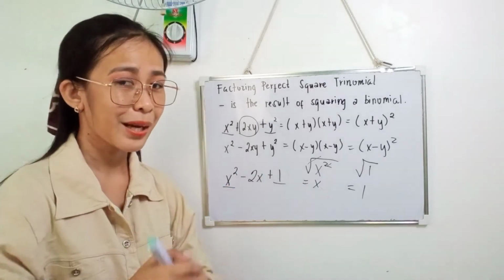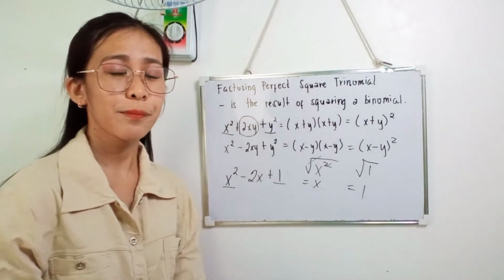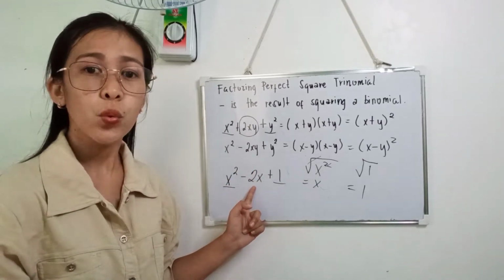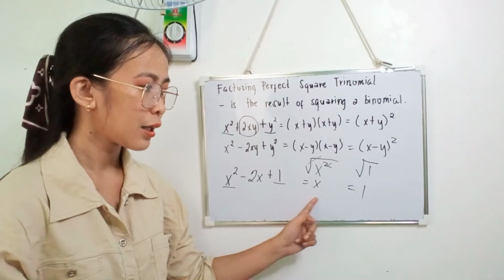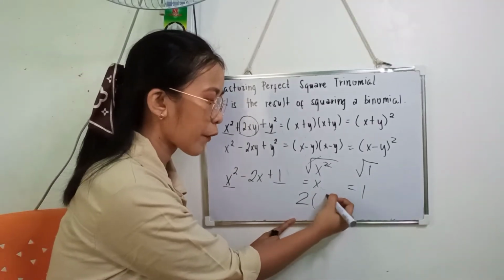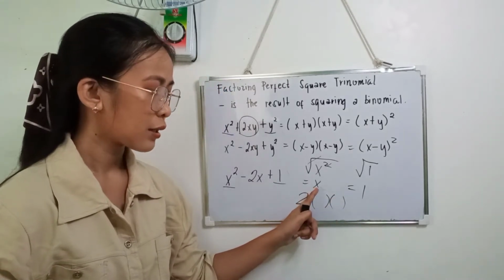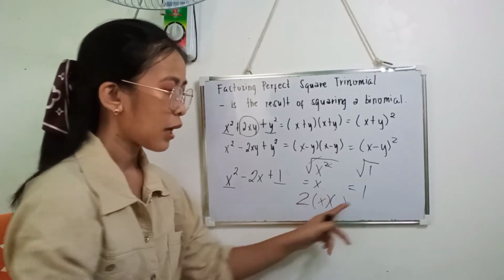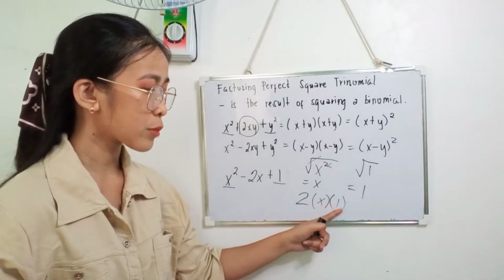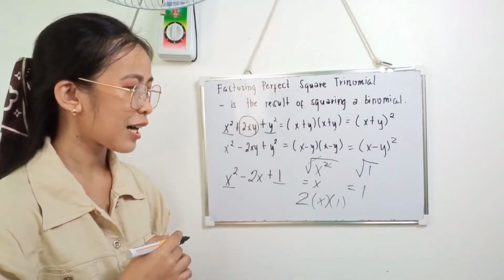So, isa pa, para mas maintindihan natin kung bakit siya naging perfect square trinomial. Sabi sa definition ni perfect square trinomial, yung second term or middle term is twice the product of the square root of the first and last term. So, anong square root ng first term? We have x. Anong square root ng last term? We have 1. And 2 times x times 1, that is 2x. Right? Ganun lang siya kasimple.